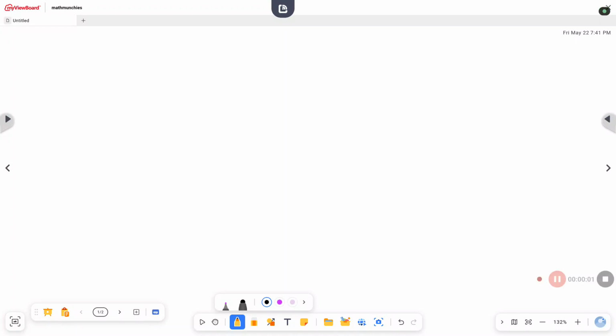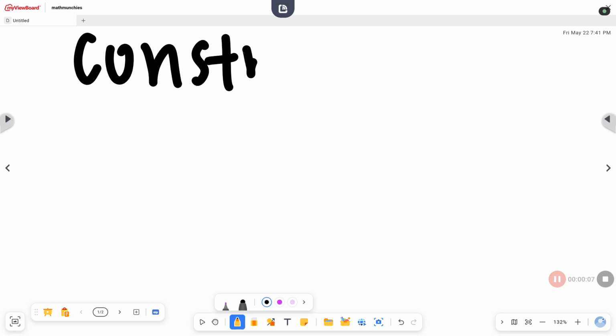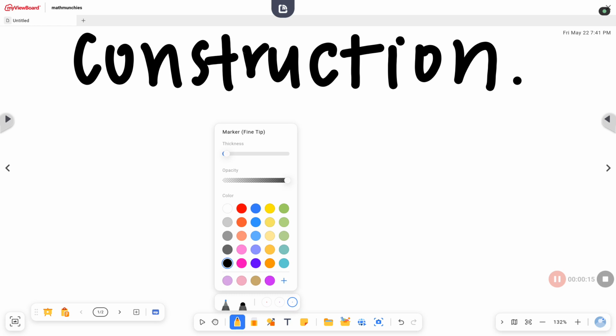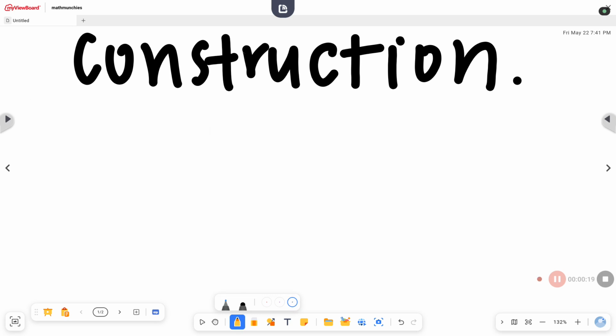Okay, everybody, I want you to take out a plain piece of paper right now. I'm going to teach you guys this thing called construction. So we're going to learn two kinds of construction. Today, the first thing that we're going to learn is angle bisector.